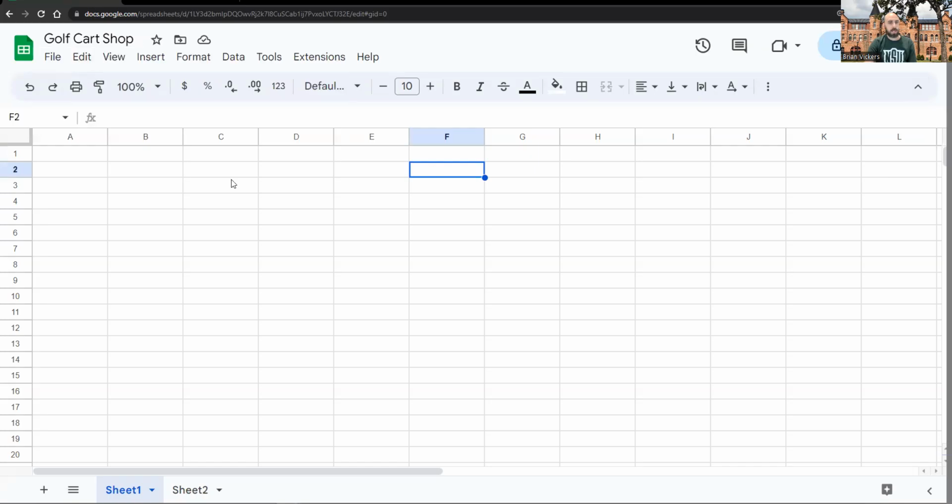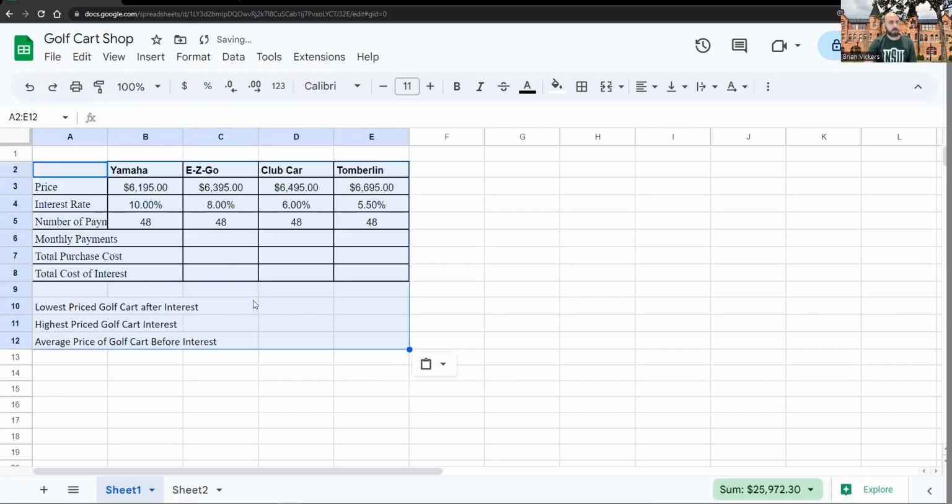And then once you make that, you'll have the ability to edit the name of it. Go ahead and call this golf cart shop for this one right here. And then we'll go ahead and paste our information into this square here.